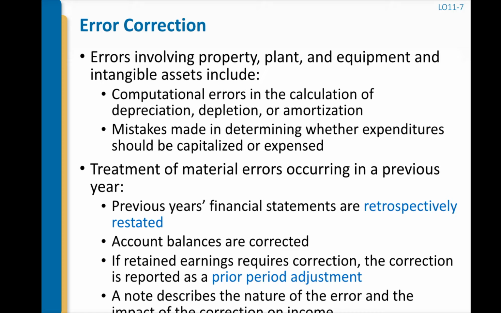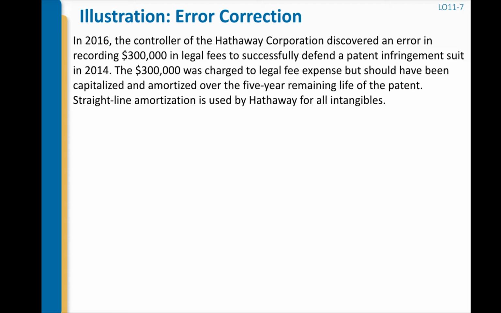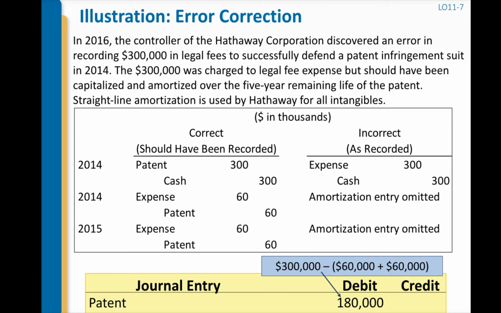So if you end up having to change retained earnings, that would go down in the prior period adjustment. Then, of course, you would want to document that in the notes of the financial statements. And the bottom of that slide says impact of the correction on income. Again, you can take a look at the illustration on your own there. The credit side at the bottom there is $180,000 to retained earnings.